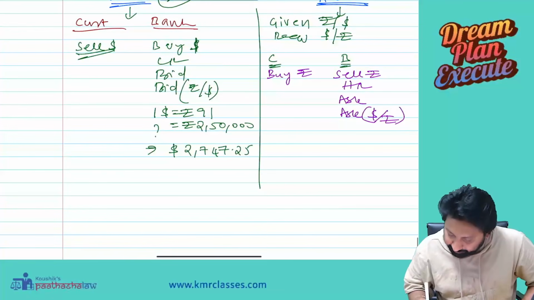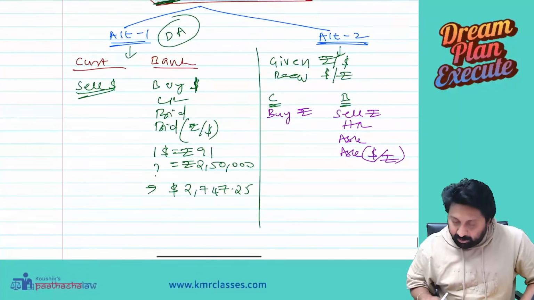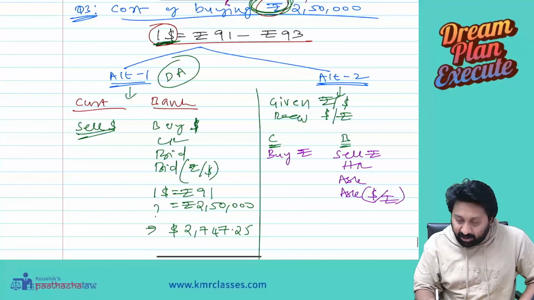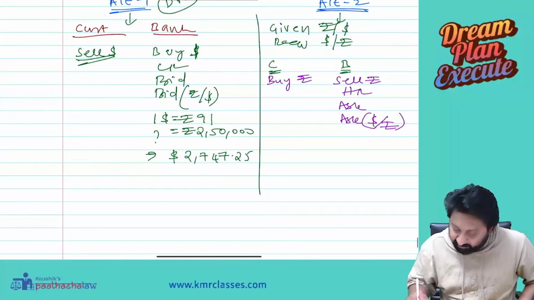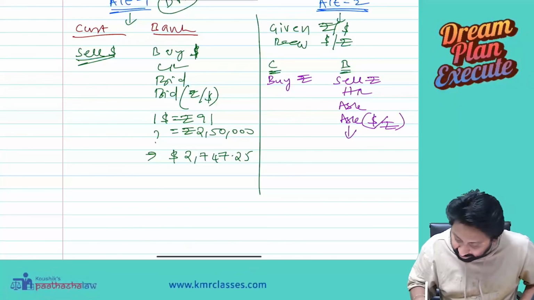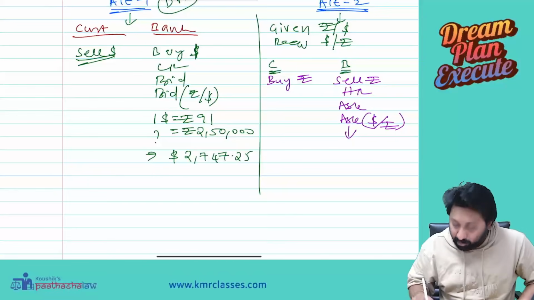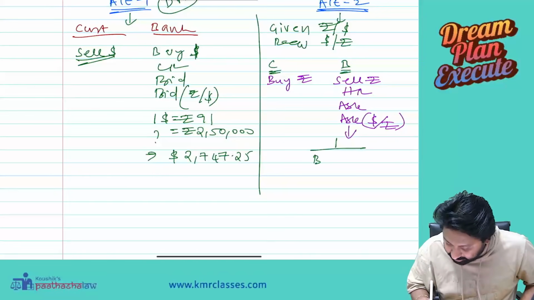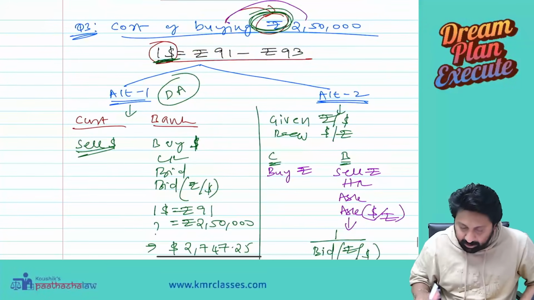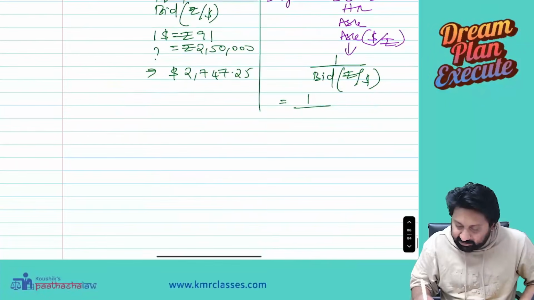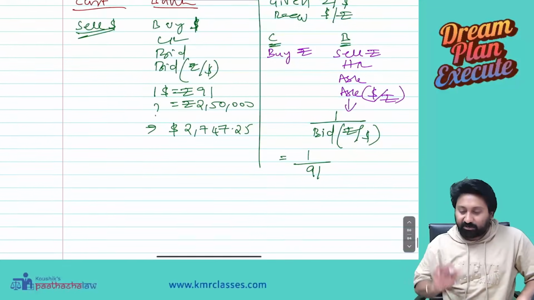Dollar by rupee. But the given quotation is in rupee by dollar format. How to do the formula conversion? Ask of dollar by rupee can also be written as 1 by bid of rupee by dollar. That is 1 by bid of rupee by dollar, which is how much? 91. This is the quotation.